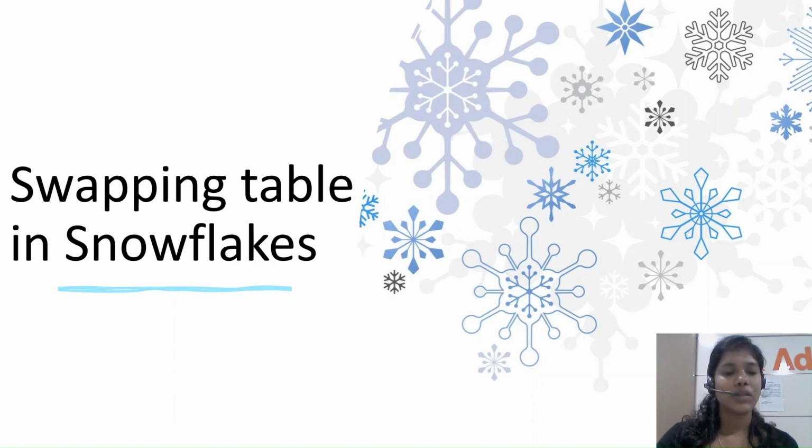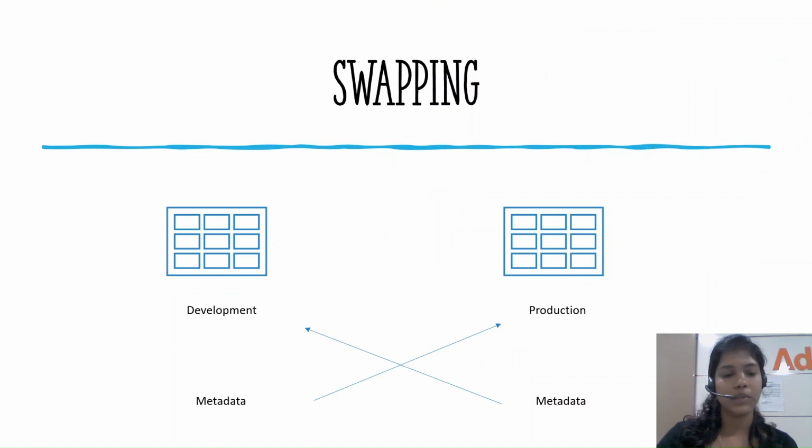Swapping tables essentially involves swapping the metadata. So I'll show you diagrammatically that rather than duplicating the entire data set, we swap the metadata. This means that the underlying storage remains intact with the metadata pointing to different tables. So let's give an example.